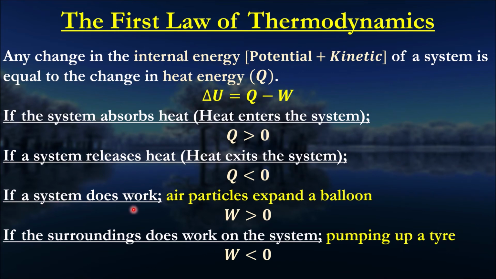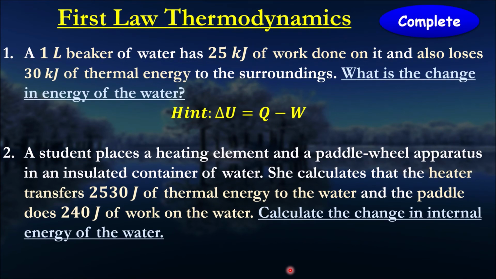If a system does work, so let's say the air particles expand the balloon, then the work done is a positive value. If the surroundings do work on the system, so pumping a tire, then the work would be a negative value. So we're talking about what's inside and what's outside of this particular system. Let's use some examples that might give you a better understanding.